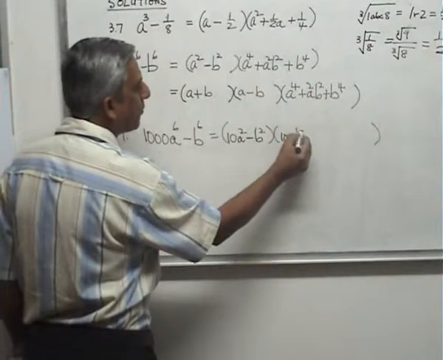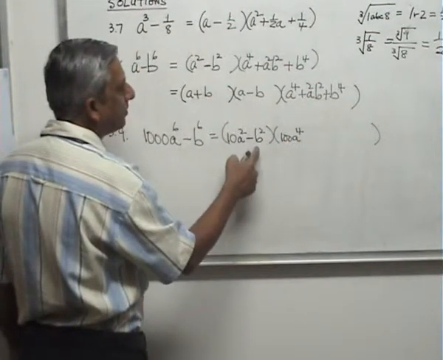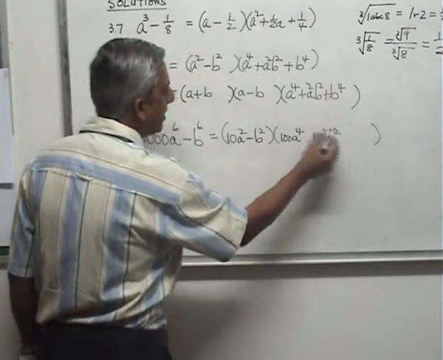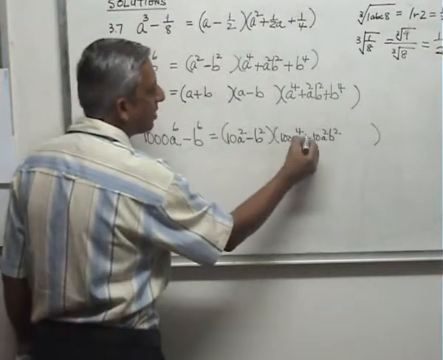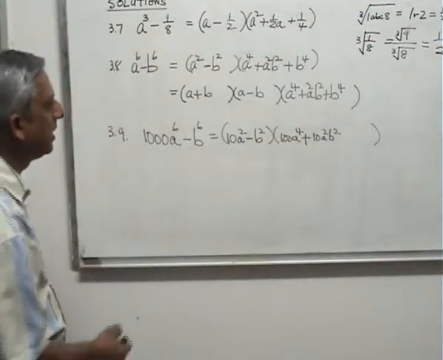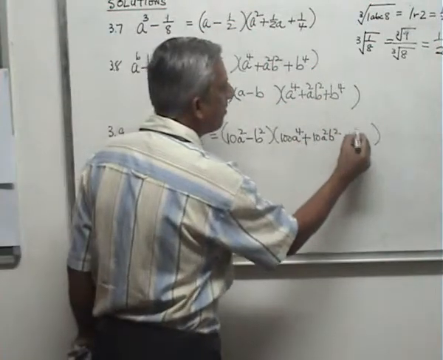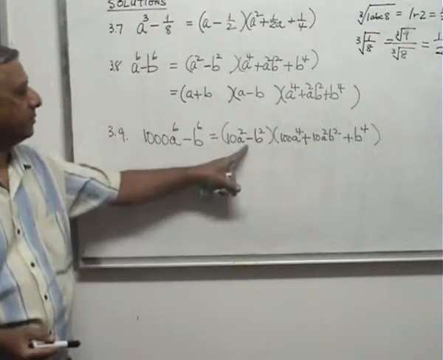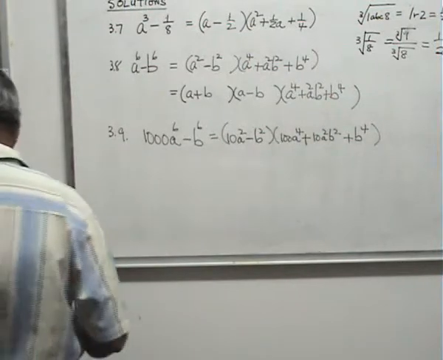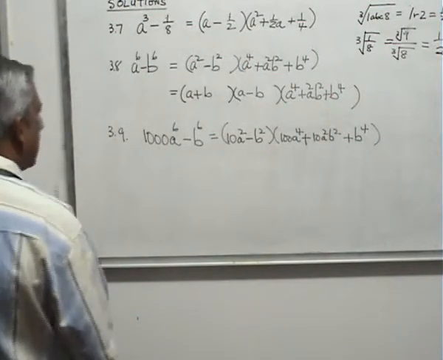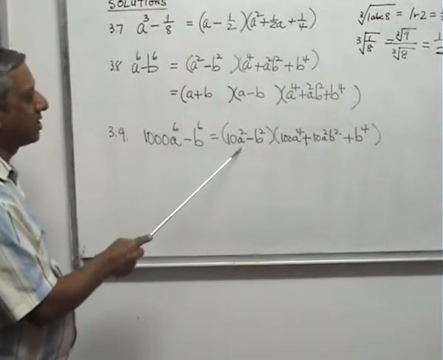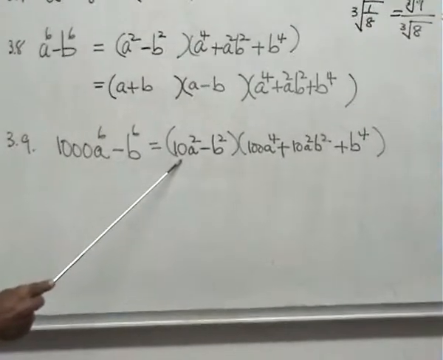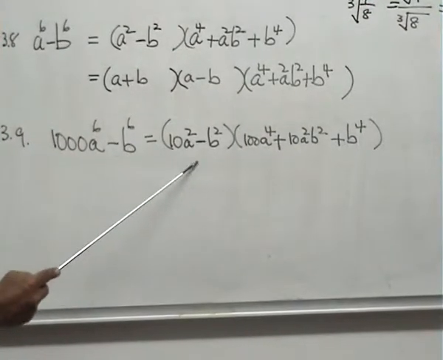You'll get 100a to the 4. Multiply these two, you'll get 10a squared b squared. This is minus, so that will be plus, it will be the opposite. And then square b squared, so you get b to the 4. Now have a good look at the first bracket this time. Now you got 10a squared minus b squared. This one is not a difference of two squares because 10 is not a perfect square, so this one will remain just like that.